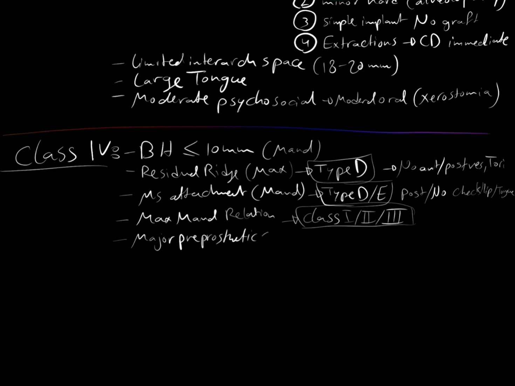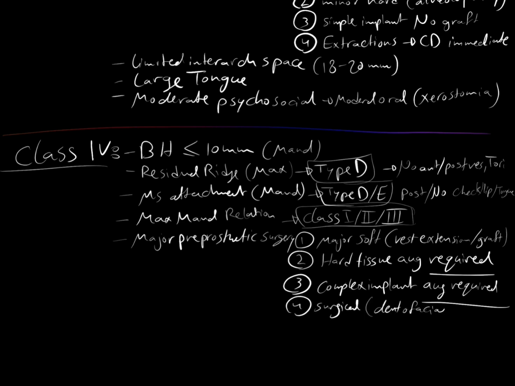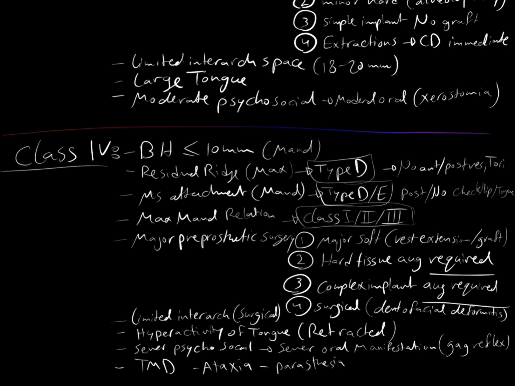There are major conditions requiring pre-prosthetic surgery: soft tissue like vestibular extension with or without soft tissue grafting, hard tissue augmentation, complex implant placement with augmentation, surgical correction of dentofacial deformities, insufficient interarch space requiring surgical correction, hyperactivity of the tongue, retracted tongue, severe psychosocial condition with severe oral manifestation like gag reflex, temporomandibular joint disorder, maxillomandibular ataxia and coordination, history of paresthesia, and refractory patient, a patient who presents with chronic complaints following appropriate therapy.